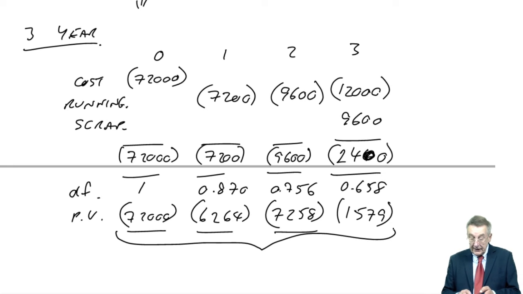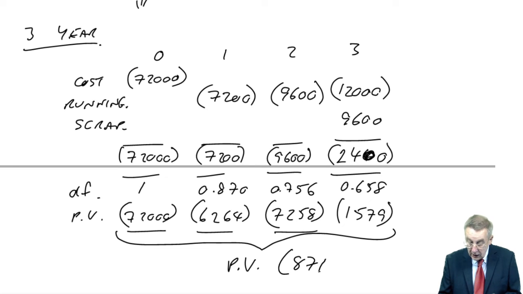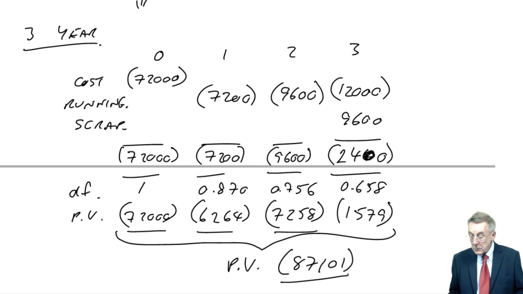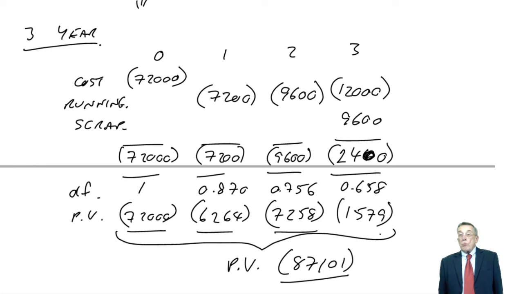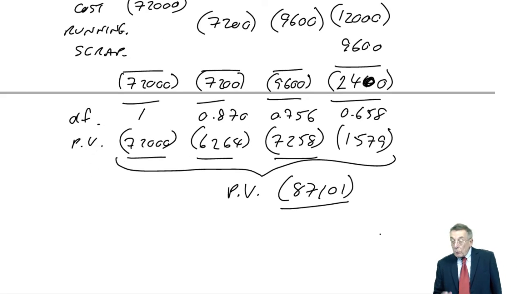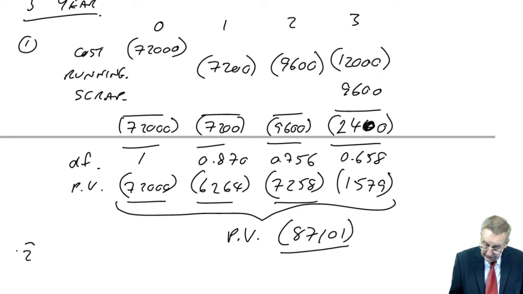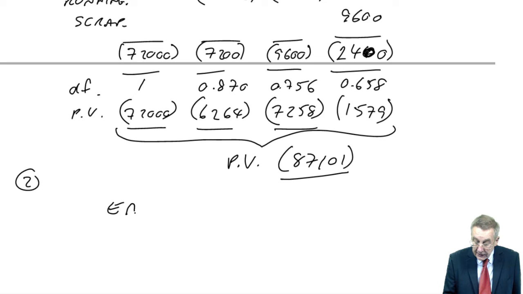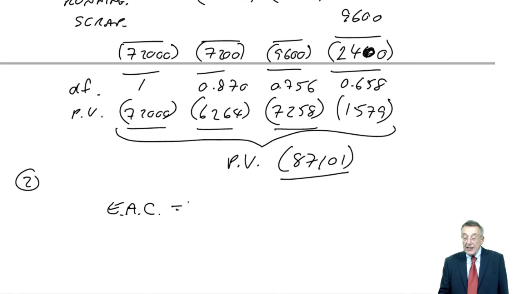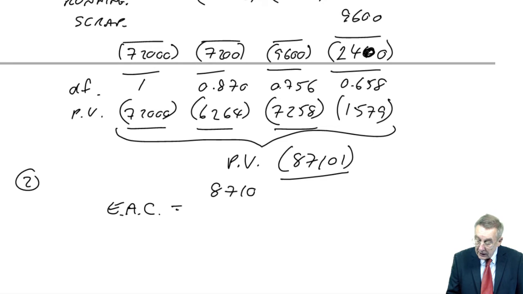giving a total present value of £87,101. That was step 1. Step 2, the equivalent annual cost. We take the present value of the first machine, 87,101.